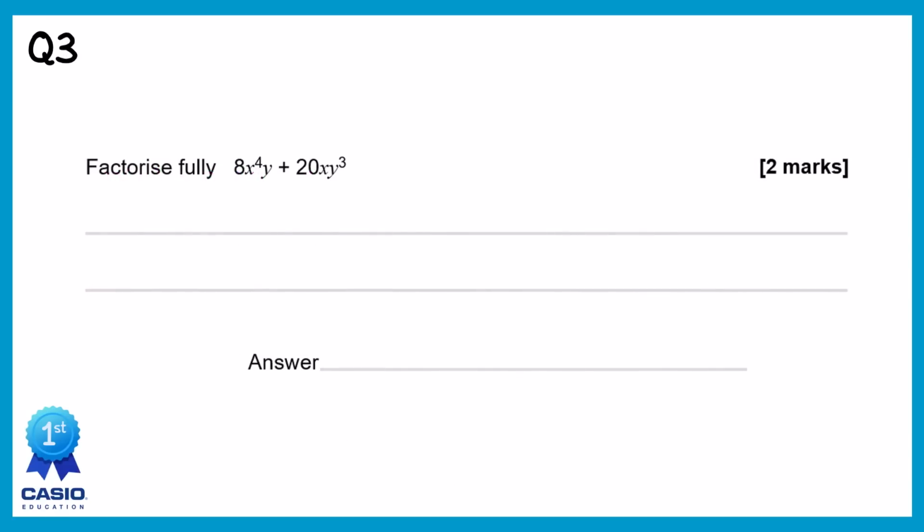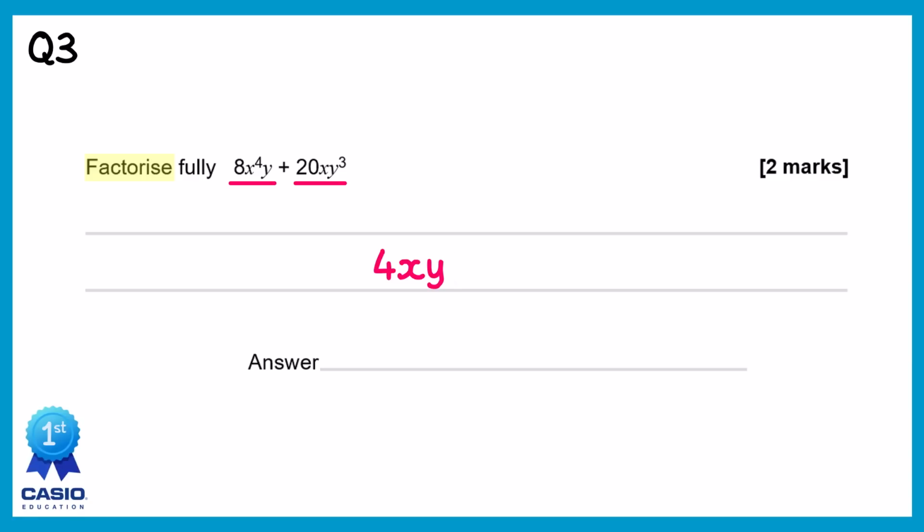In this question, we need to factorize this expression. We'll start by looking for the highest common factor of the two terms, which are 8x to the 4y and 20xy to the power 3. The highest common factor of 8 and 20 is 4, so we can factorize out a 4. Then for the x to the 4 and the x, the highest common factor is just x. And for the y and y to the 3, it's just y.